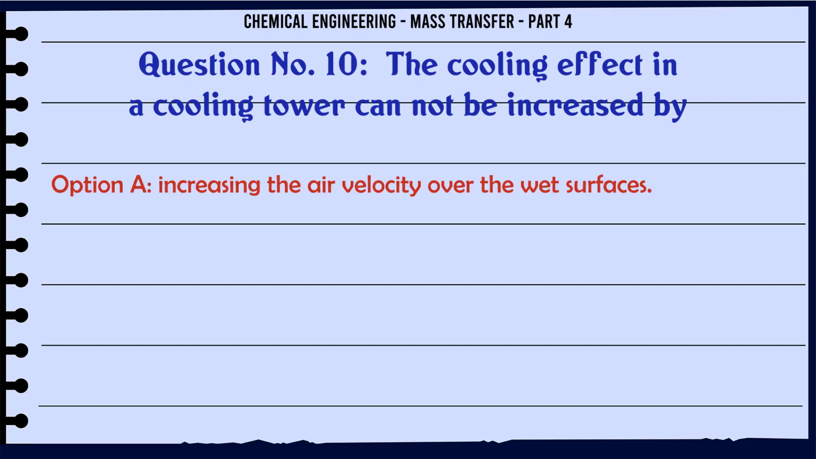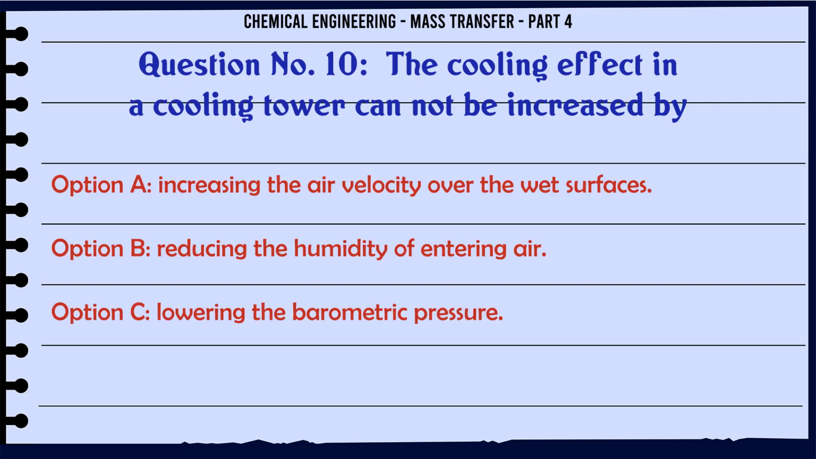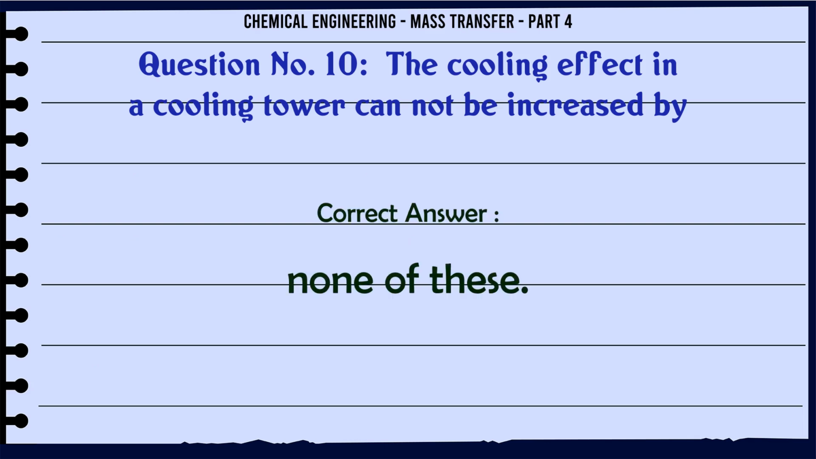The cooling effect in a cooling tower cannot be increased by: A. Increasing the air velocity over the wet surfaces. B. Reducing the humidity of entering air. C. Lowering the barometric pressure. D. None of these. The correct answer is none of these.